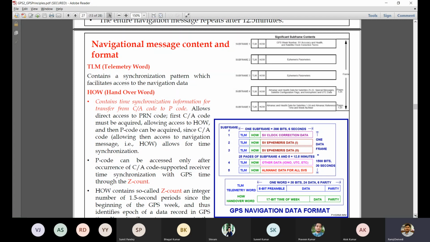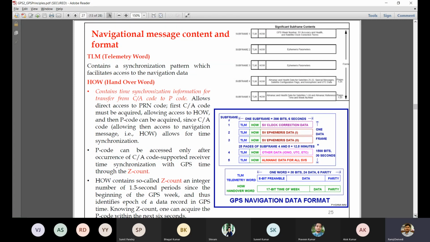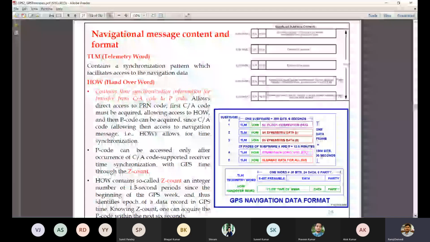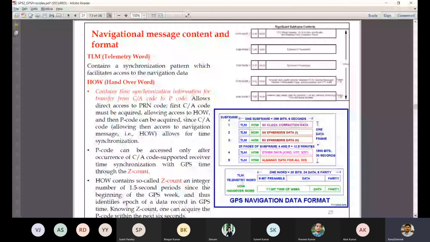Navigation message has 5 subframes: 1, 2, 3, 4, 5. Everything is written. So it has TLM. The first word is the telemetry word, which contains a synchronization pattern that facilitates access to navigation data. That means once somebody is knocking on the door, that has some synchronization pattern, only after which you can access the whole data. Then the second word is the handover word.